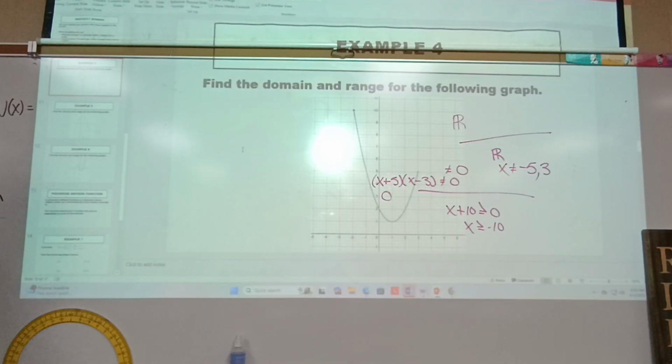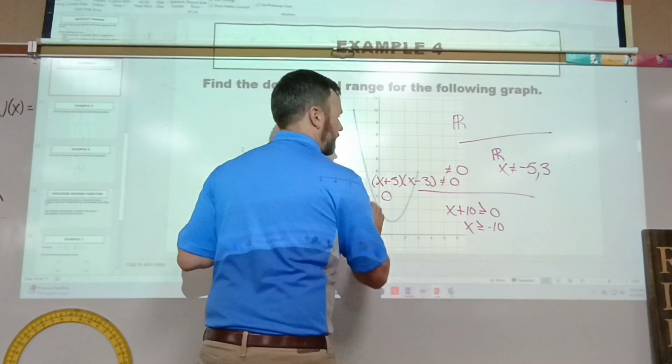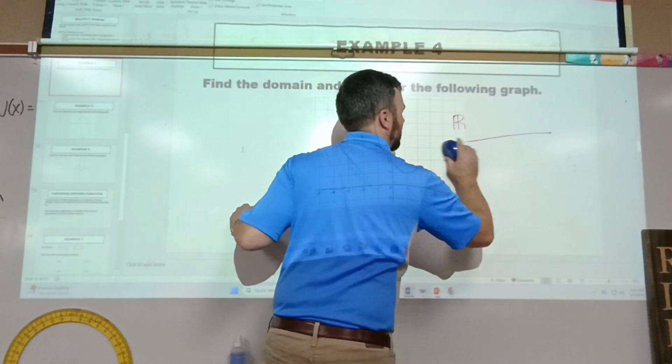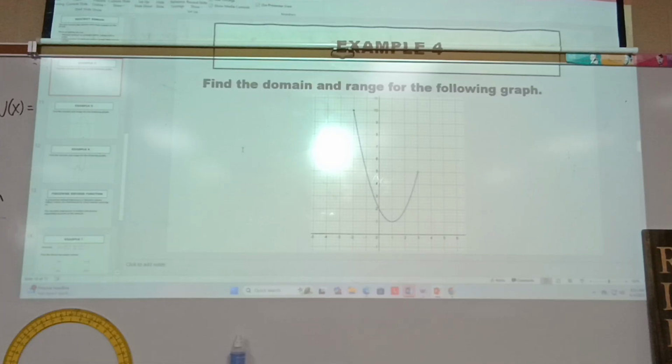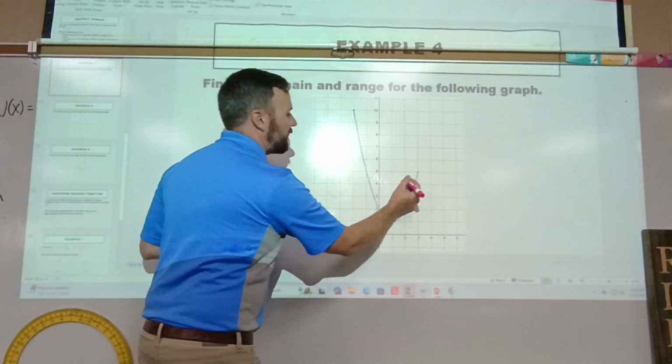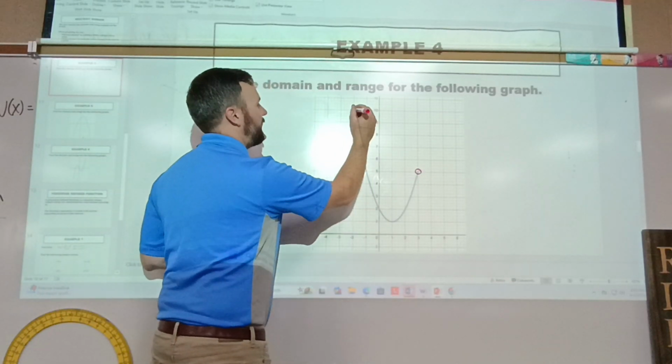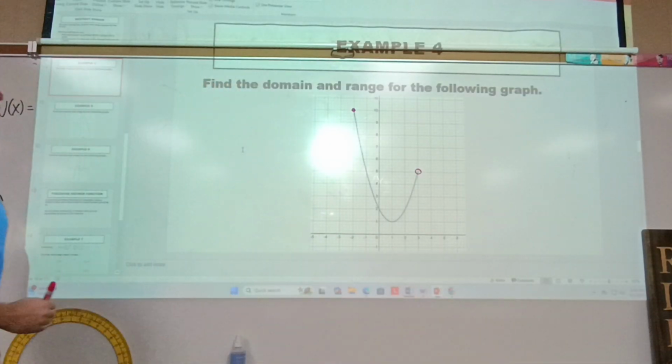Last thing we're going to do. What to do when we look at a graph. Can I find a domain and range when I look at a picture? I got good news for you. No math required. Let's look at the picture. That's an open dot and that's a closed dot. That makes a big difference. I'm going to write this domain and range in interval notation to make my life really easy.